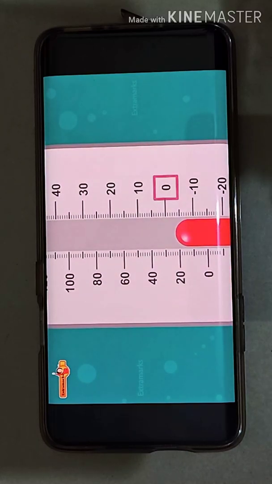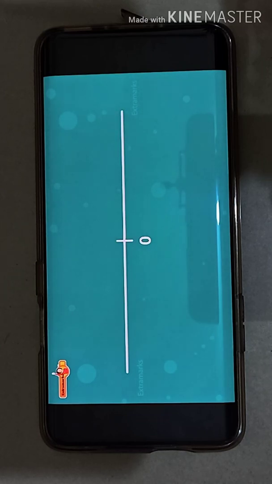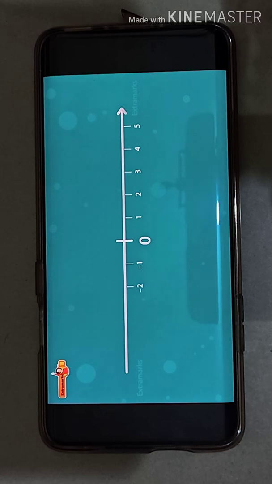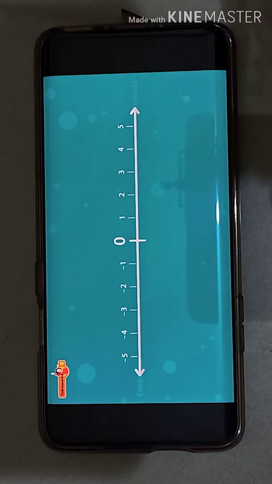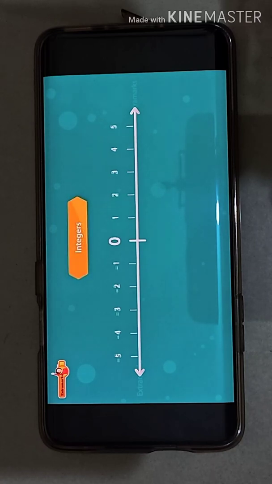It may be near the bottom of the thermometer, but it's at the center of the number line. If you move right of the zero on the number line, you get 1, 2, 3, 4, 5 and so on. Those are positive numbers. And if you move left of the zero, you get negative 1, negative 2, negative 3, negative 4, negative 5 and so on. Those are negative numbers. So positive numbers, 0 and negative numbers together make the set of integers.